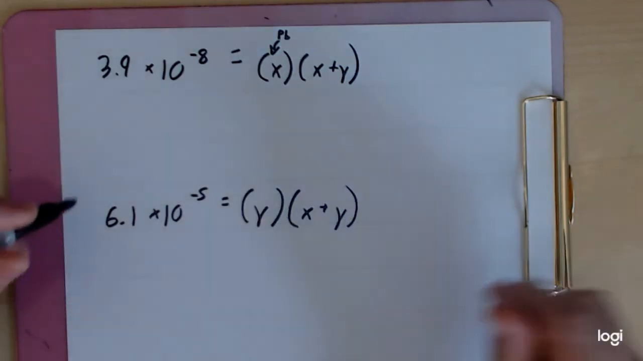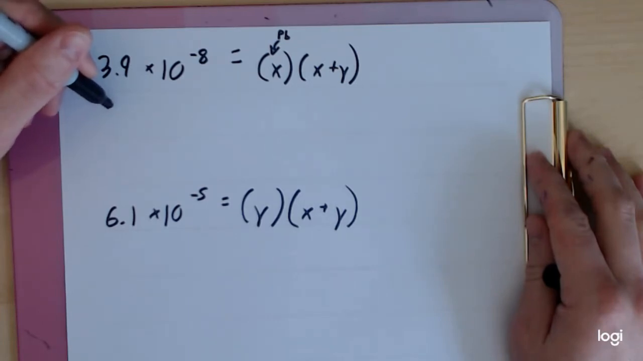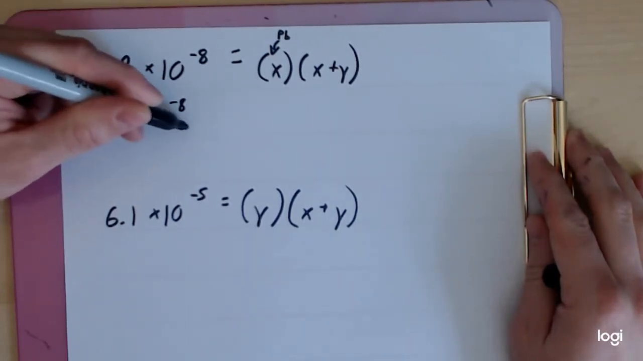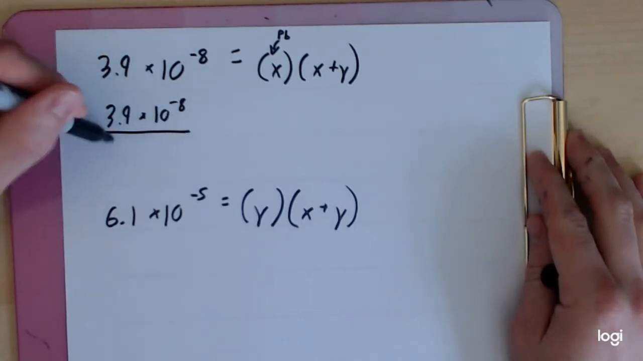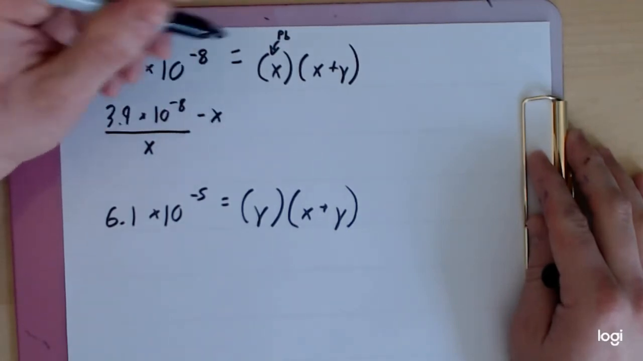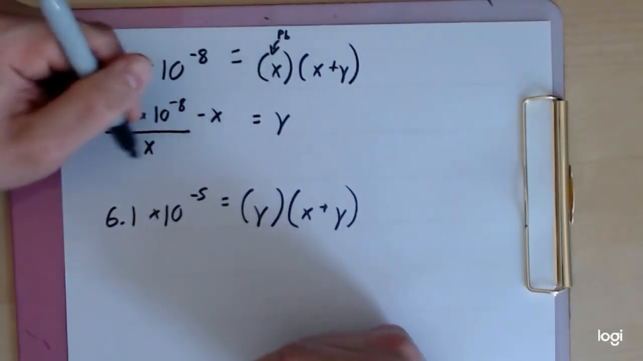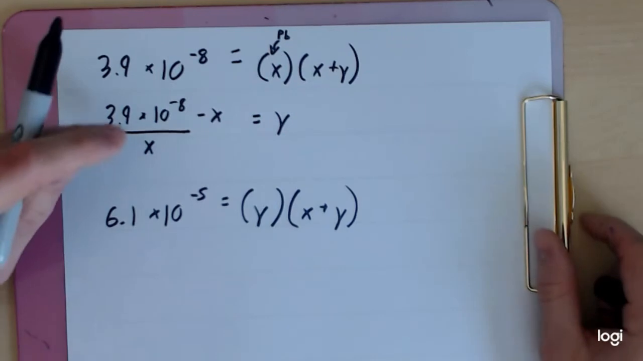Okay, let's solve this equation for y to begin with. We have 3.9 times 10 to the negative 8th divided by x, minus x, equals y. So I just first divided through by this x, and then I subtracted an x from both sides.